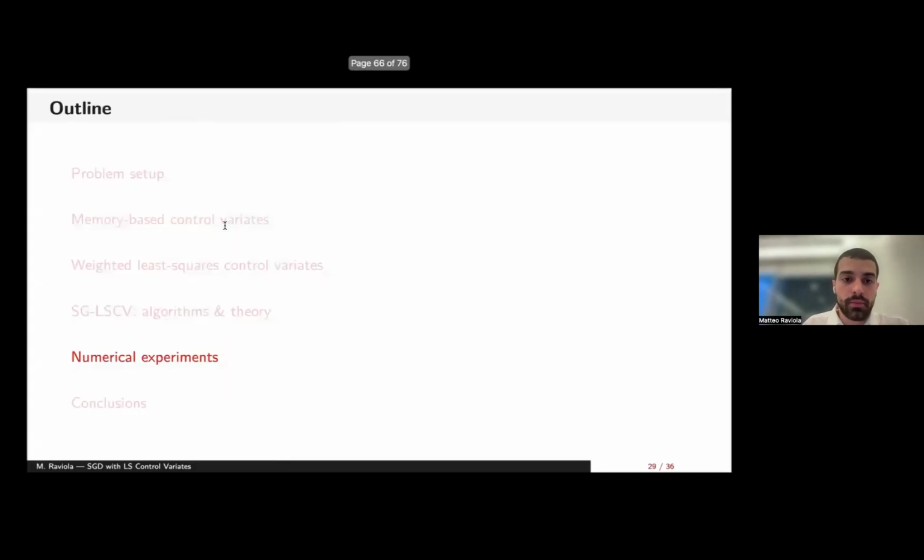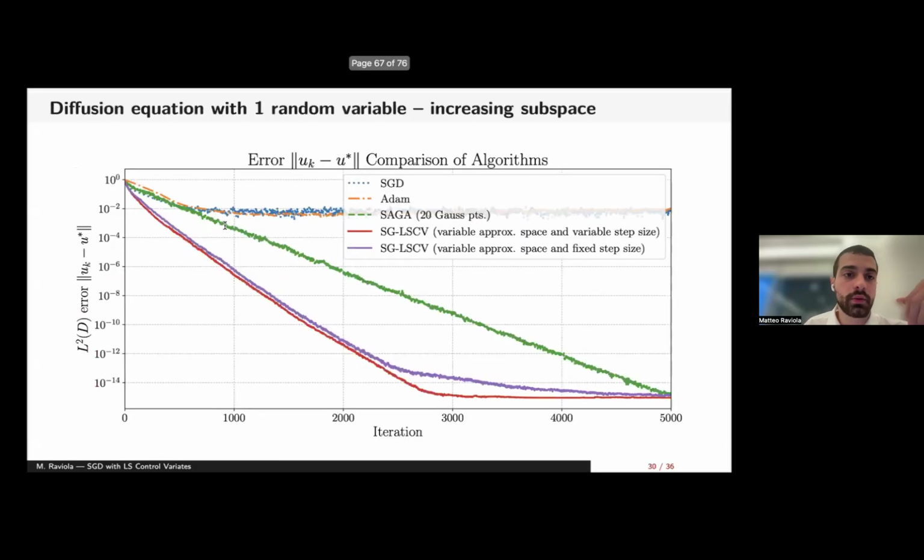So now let me go on with the numerical experiments, and going back to our diffusion equation with one random variable. Now, if we have an increasing subspace, what we get is this red curve, which kind of looks like the envelope of those curves that I showed you before.